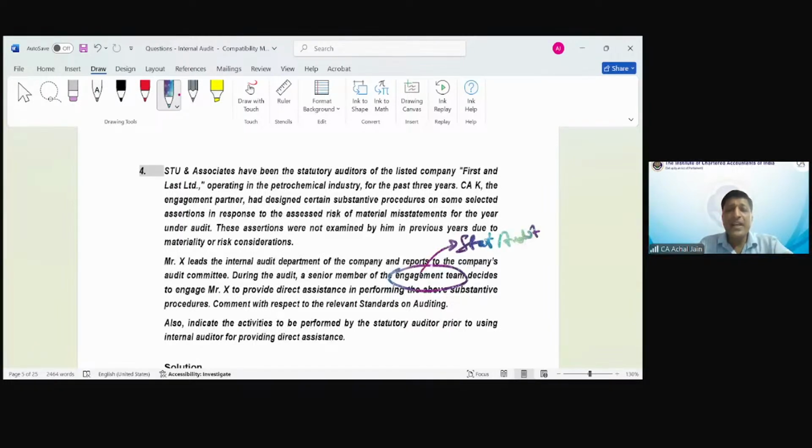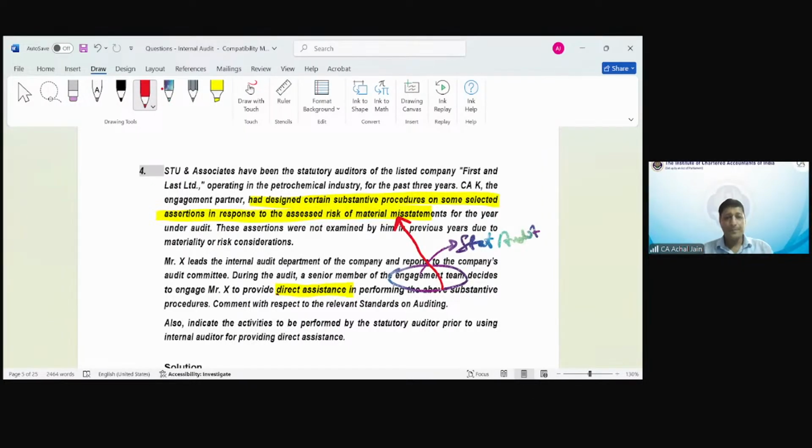decides to engage Mr. X to provide direct assistance in performing the above substantive procedures. Above means this one. You are required to comment as to whether you find this appropriate or not. And if you have any thoughts on this, also indicate the activities to be performed by a statutory auditor prior to using the internal auditor for providing direct assistance. Over to you.